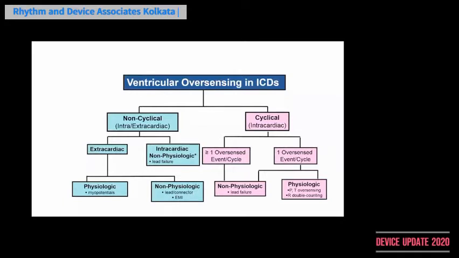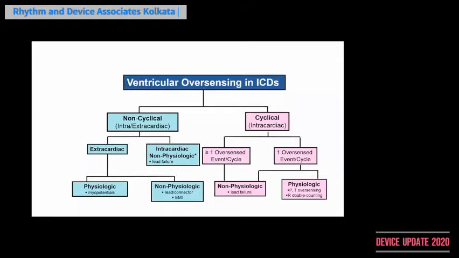per cycle. If you have one oversensed event per cycle, think it is most likely to be physiologic, because you can have P wave, T wave, or R wave double counting, or P wave, T wave oversensing. It can also be non-physiologic, but whenever you have more than one oversensed event per cycle, it is usually non-physiologic and mostly related to lead failure.